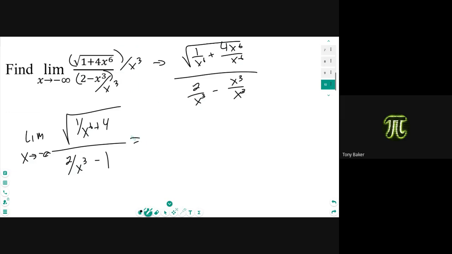All right, so now 1 over x, as x goes to infinity, goes to what? It goes to 0. So this is really the square root of 4 over -1, which is -2. The square root of 4 is 2.